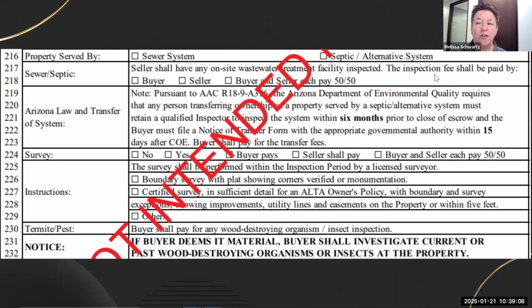Survey, again, this is covering land, so you've got survey there as well. Past buyer shall pay for any inspections. If the buyer deems material, buyer shall investigate the current or past wood destroying organisms, right? You guys know you can pull those reports because it's a state registered reporting system. You can go and look up the property.